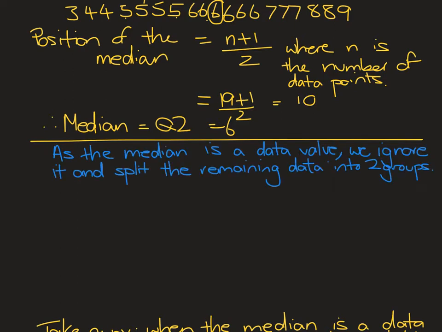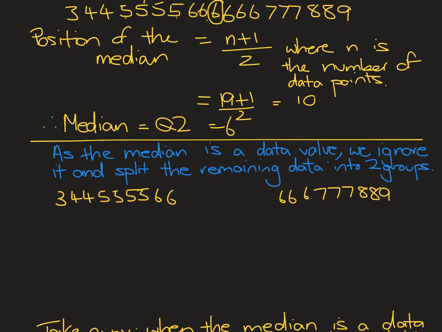So as the median is a data value, we are actually going to ignore it and split the remaining data into two groups. So in this case, what we're going to get is one group, which is 3, 4, 4, 5, 5, 5, 5, 6, 6, and then 6, 6, 6, 7, 7, 7, 8, 8, 9. There's our two groups. You'll notice we've excluded this one up here. We excluded that because that's the median and it's an actual data value, and we should have a 9 on the end there.